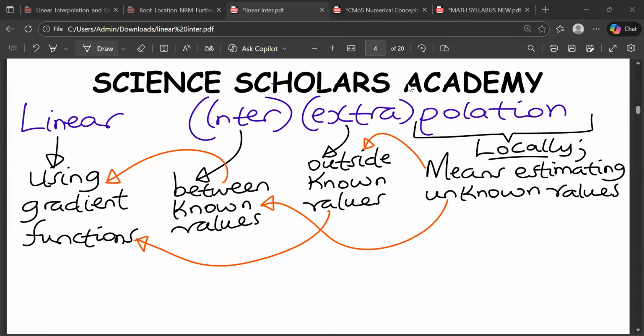For interpolation, it means estimating unknown values between known values using gradient functions. Then extrapolation means estimating unknown values outside known values using gradient functions. Exactly. You are going to enjoy the topic.